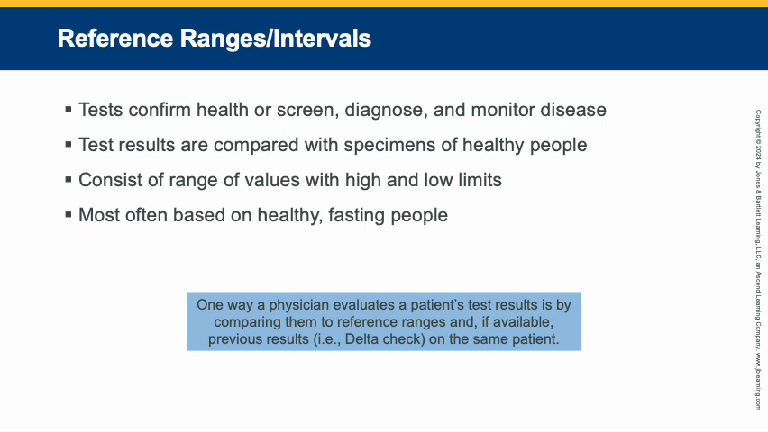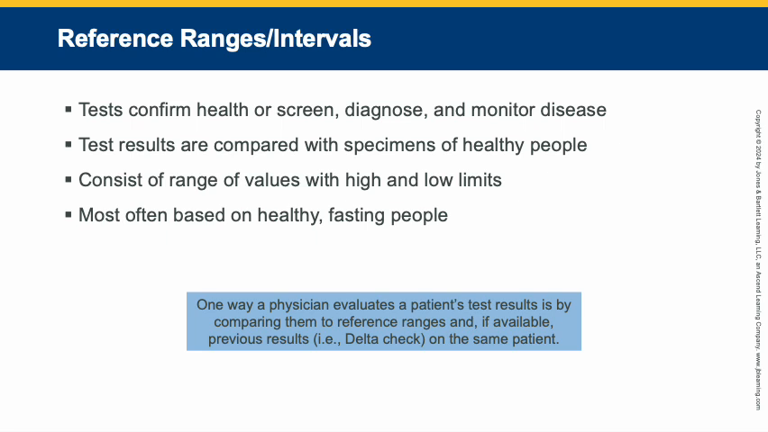So the result values for most tests are established using specimens from normal healthy people. They're going to vary a little bit person to person. So this is why you end up with a control range or a reference range. You've got high and low limits. This is what is called a reference range or a reference interval. That is the range of values in healthy people with high and low limits. Test results within that range are said to be normal.